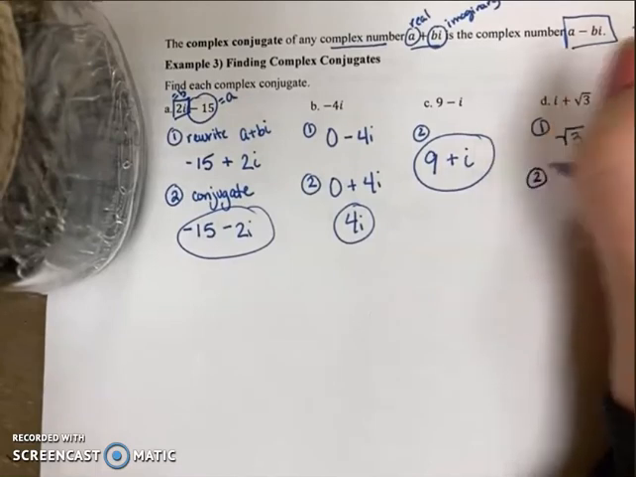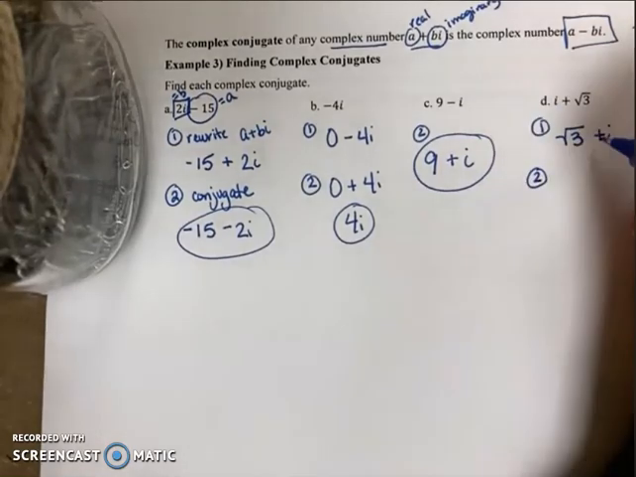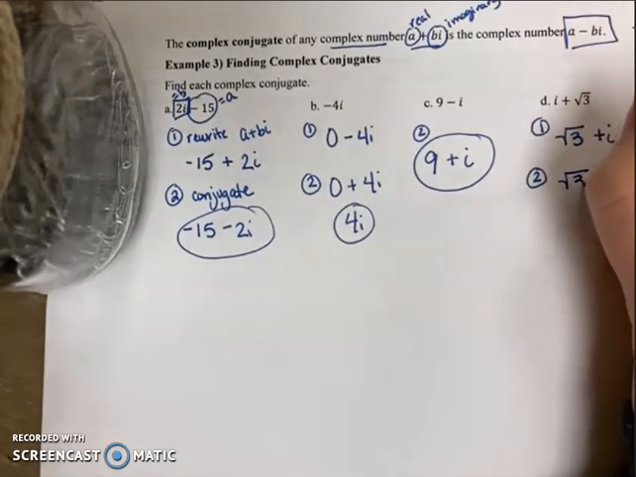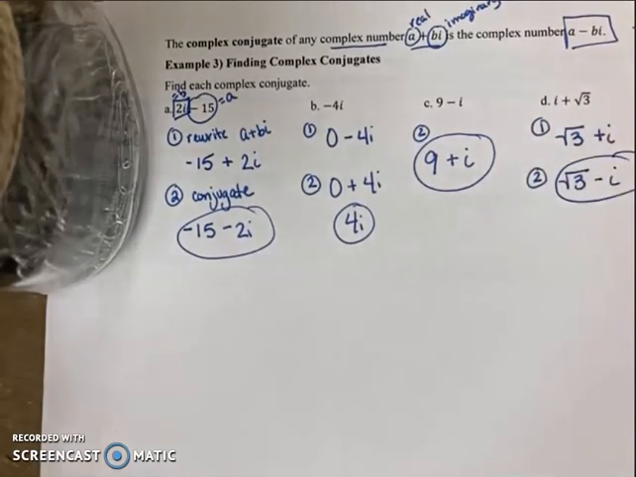So then the second step is to write its conjugate. Remember, that's just putting a sign change. So instead of plus, I'm going to do a minus. Root 3 minus i is the answer.